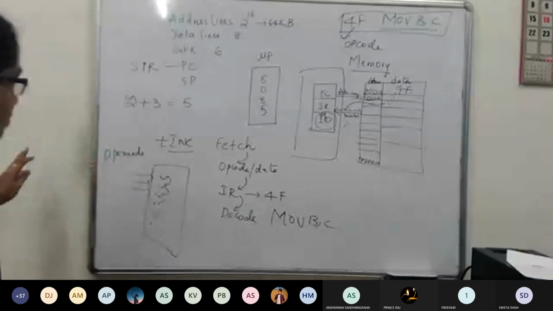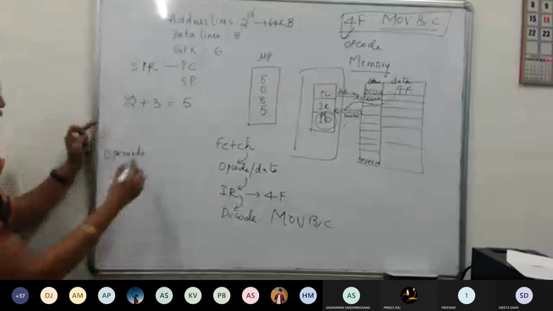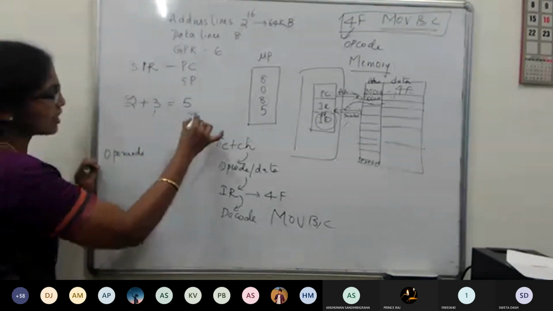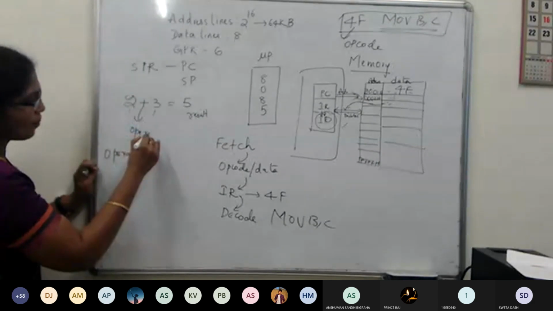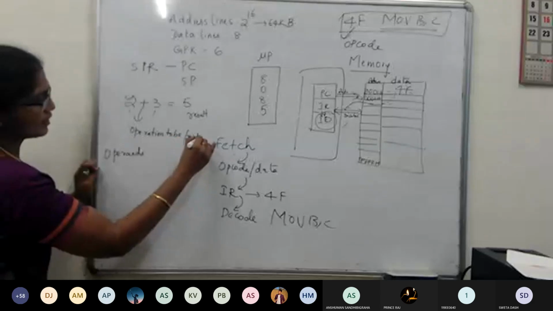Please unmute and keep better. You are not listening also. These two are called operands. 2 and 3 are called operands. This is called result. This is called operation to be performed, which is nothing but add.